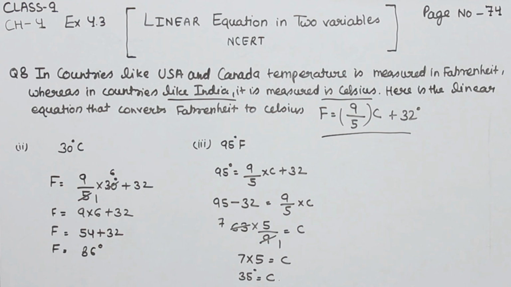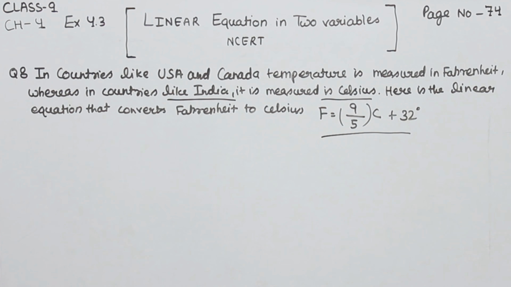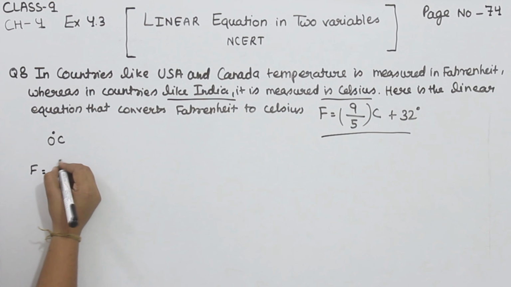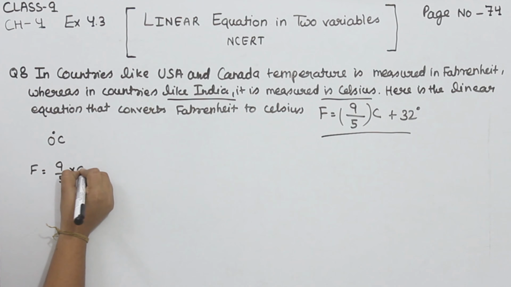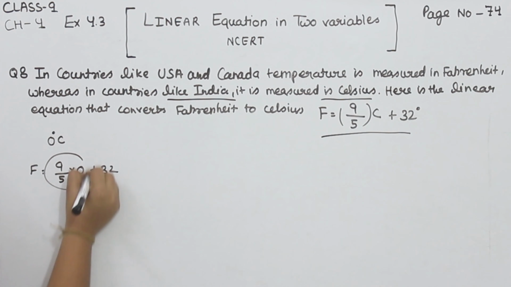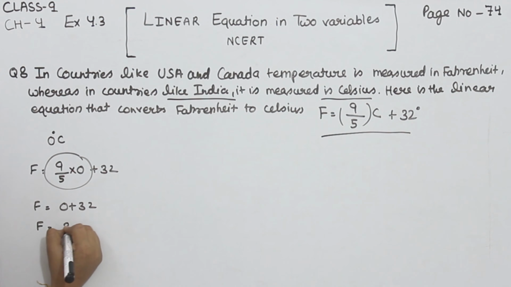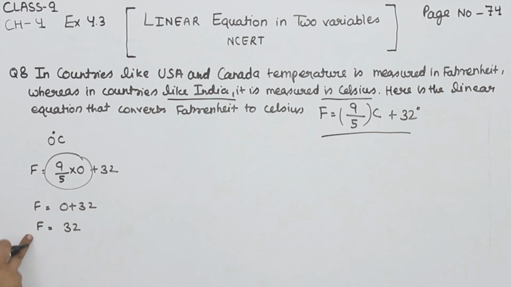Now we come to part 4. Please refer to the book. If the temperature is 0 degrees Celsius, what is the temperature in Fahrenheit? And if the temperature is 0 degrees Fahrenheit, what is the temperature in Celsius? First, we'll start with the temperature 0 degrees Celsius. Then F is equal to 9 by 5 multiplied by 0 plus 32. This becomes 0, so 0 plus 32, F is equal to 32. If the temperature in Celsius is 0 degrees, then the temperature in Fahrenheit will be 32 degrees.